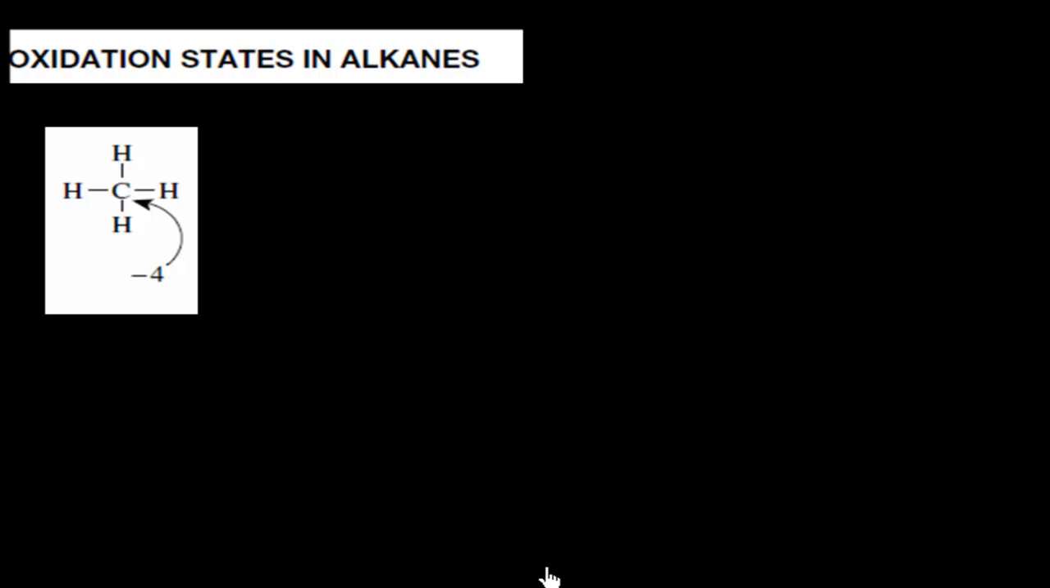Now let us discuss oxidation states in alkanes. So the first case is CH4. What is the oxidation state of carbon? I am looking for the oxidation state of this carbon in the CH4 molecule. The idea is the same. We have to break all these bonds, so we have to basically make free carbon from all bonds.